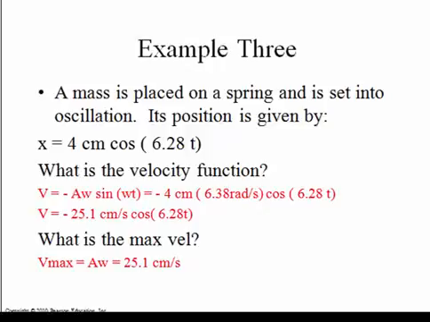A mass is placed on a spring and is set into oscillation. Its position is given by x equals 4 centimeters cosine of 6.28 t. What is its velocity function? Plugging into the formula for velocity, we get velocity equals negative 4 centimeters times 6.28 radians per second times the sine of 6.28 t, which gives us negative 25.1 centimeters per second times the sine of 6.28 t.